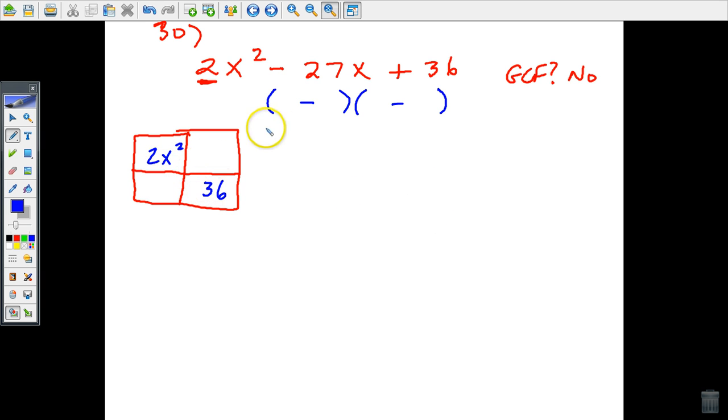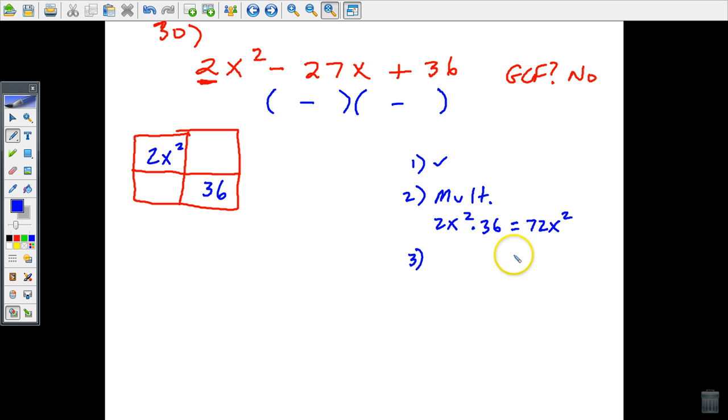Okay, so I've done step 1, which is first and last terms. Step 2 is multiply those two numbers together. 2x squared times 36 is 72x squared. All right, step 3, the most challenging part of this. I need the factors of 72x squared that add up to, since we've already dealt with the signs, 27x.